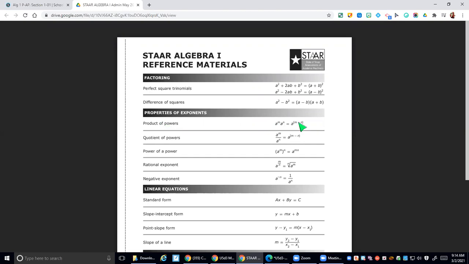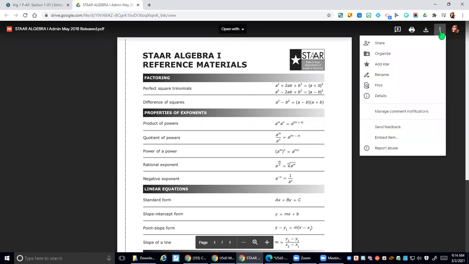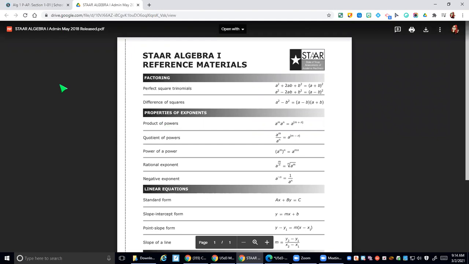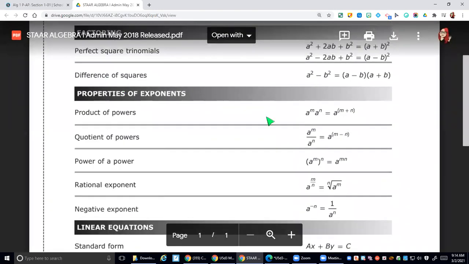Can y'all see that okay? Do you need it larger? Anybody need it larger? Yes? Okay. Let's see what I can do. Let's see. Control like that. And there we go, okay?